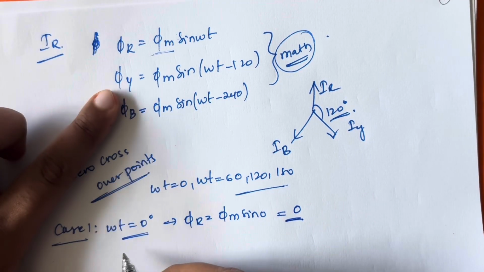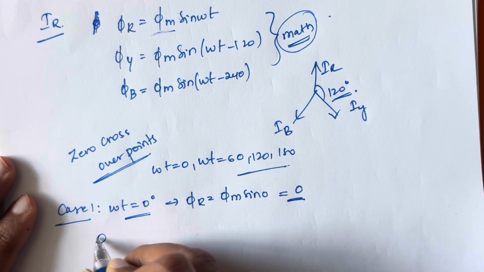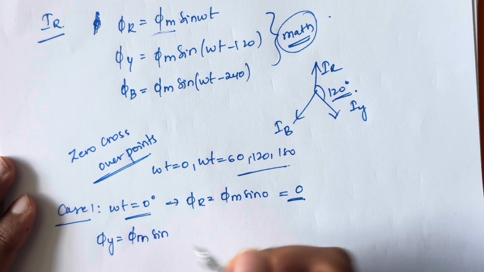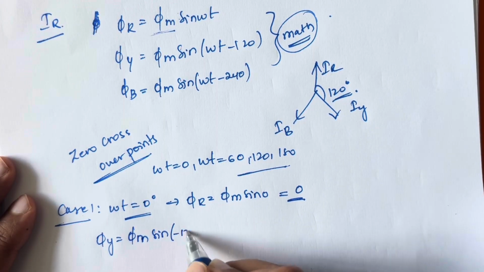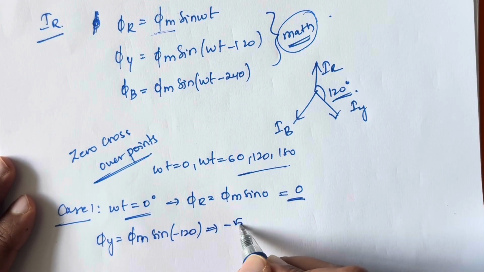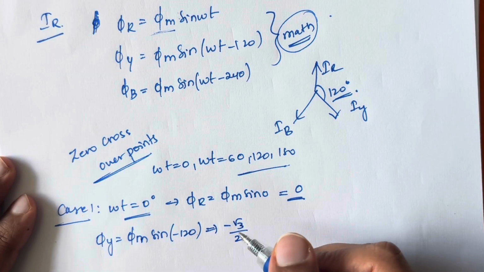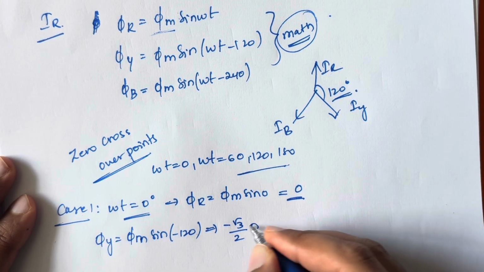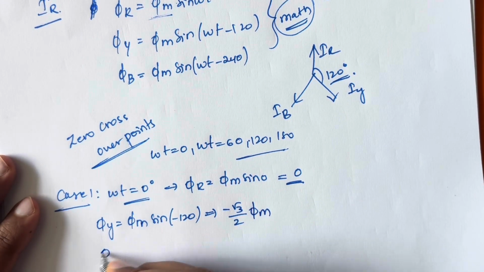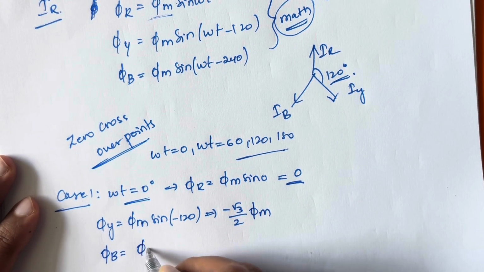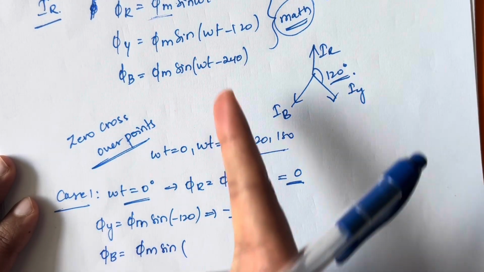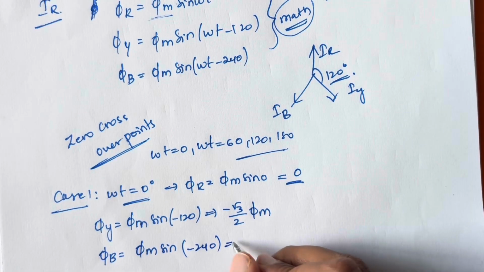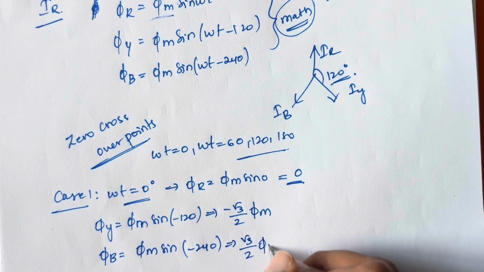Next, phi Y. What will be phi Y? Phi max sine (0 minus 120), which is sine of minus 120, right? Sine minus 120 is minus root 3 by 2, so it is minus root 3 by 2 phi max. Next, what will be your phi B component? It will be phi m sine (0 minus 240), which is minus 240. If you do sine of minus 240, you will get root 3 by 2 phi m.